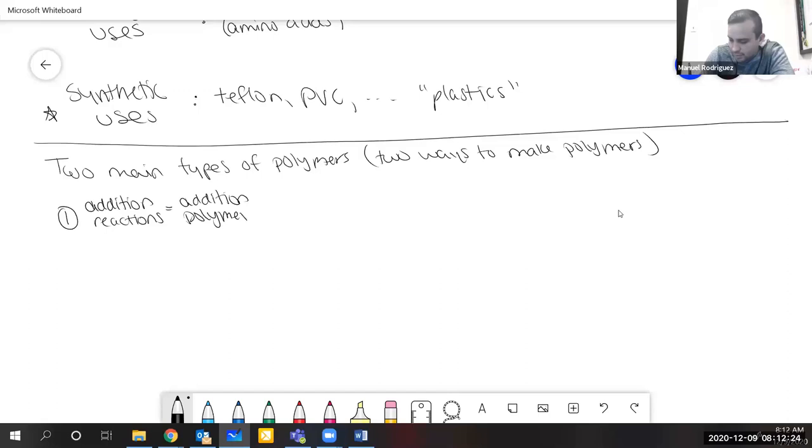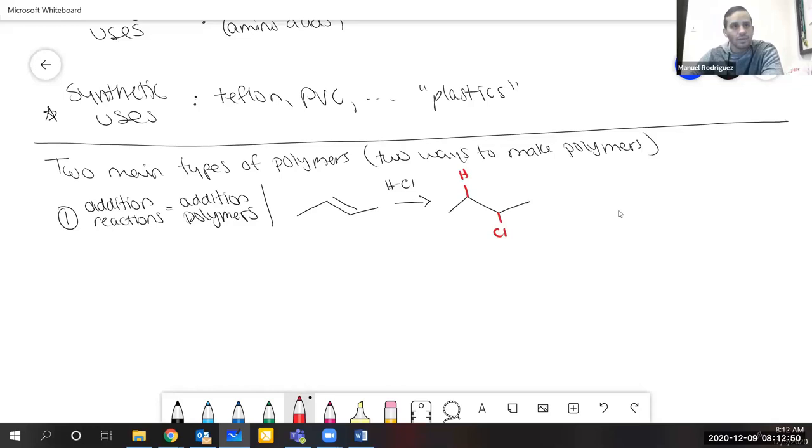If you remember from organic chemistry, an addition reaction is where you have something like a double bond and you combine that with maybe hydrochloric acid as an example. And then the H goes to one end and the Cl goes to another end. So you might end up having something like this. And you end up having an addition reaction.